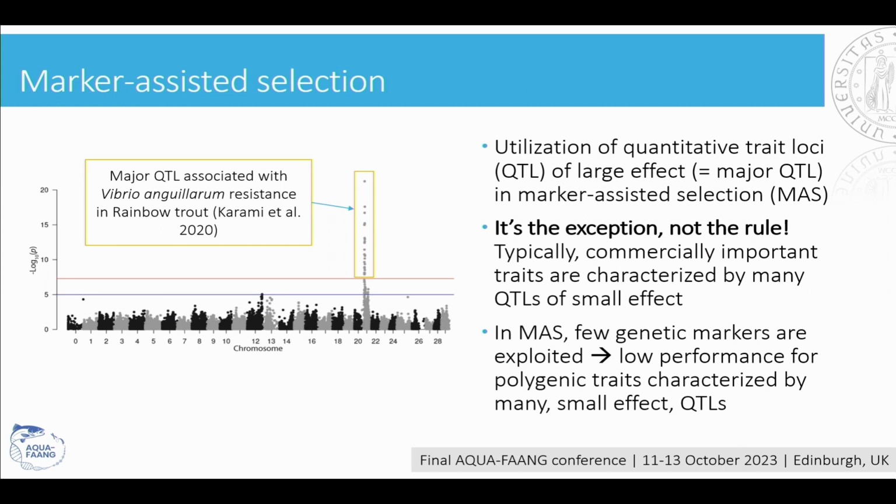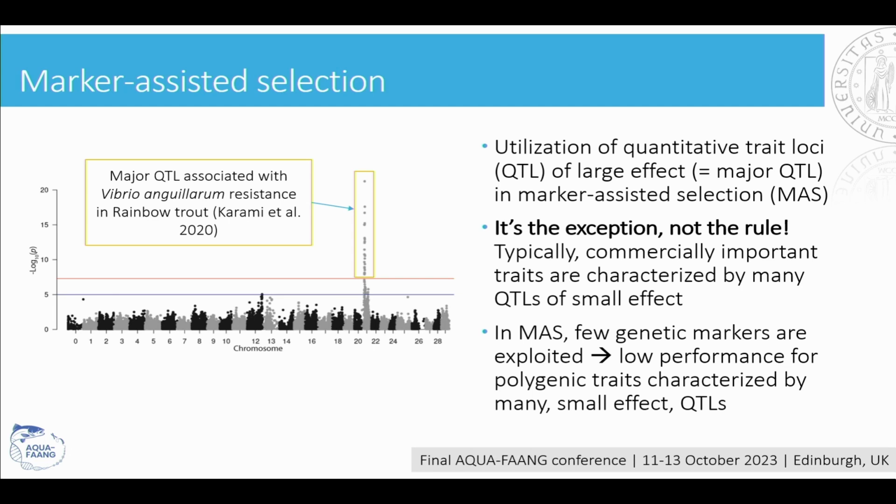So using this genotypic information, we can use marker-assisted selection. We have already seen that. We can use the information of major QTLs associated with some traits. This is just an example in rainbow trout. We have already seen for European sea bass that we also have a major QTL. So we can use this information of major QTLs, quantitative trait loci with large effect, in marker-assisted selection.